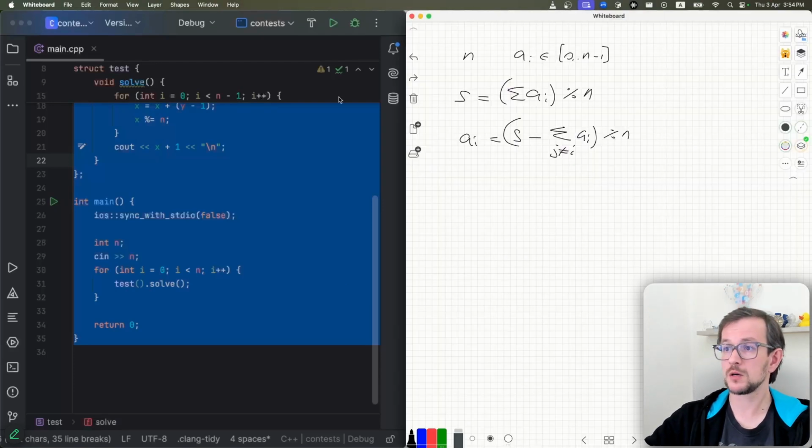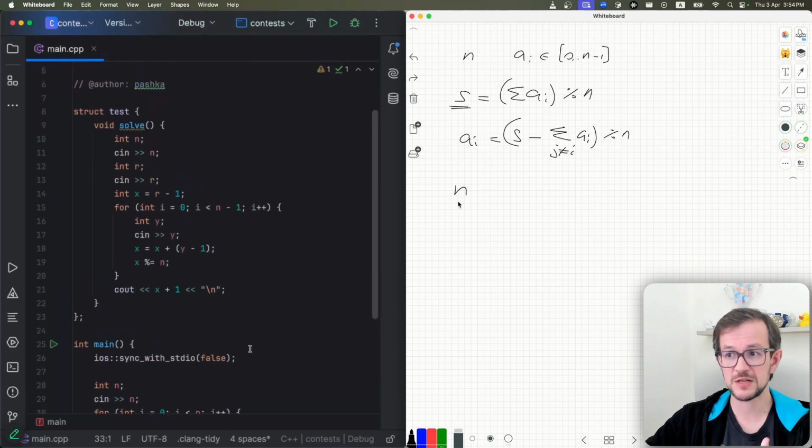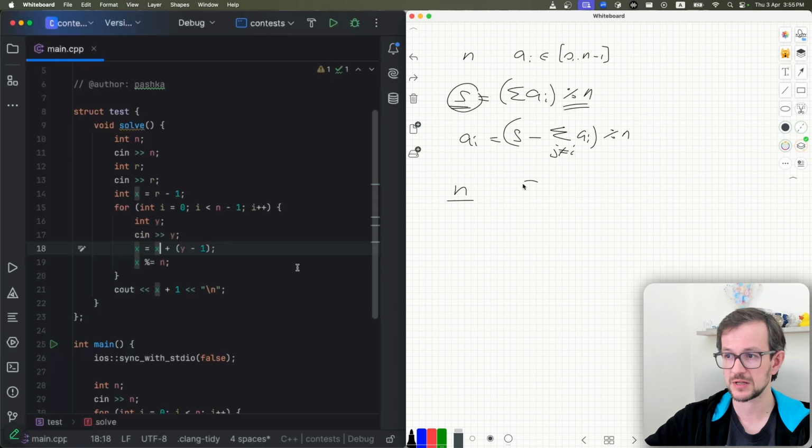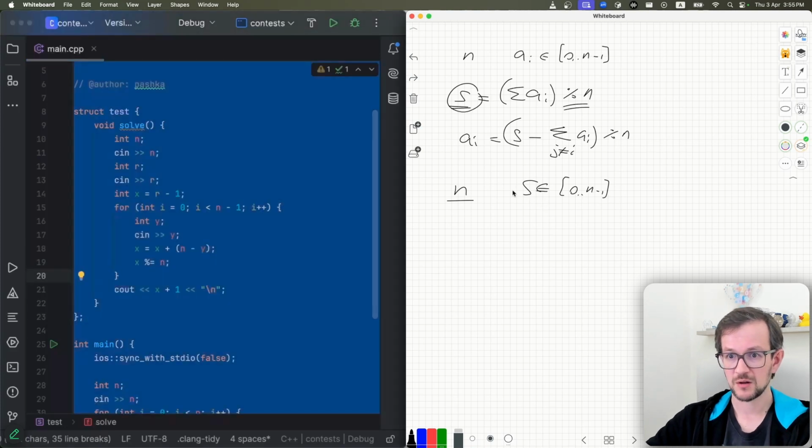Now, the problem is we don't know this sum, but we have n persons. We need at least one of them to guess the sum. They can make n guesses, and the number s is a number modulo n. So s is a number from 0 to n minus 1. If each person picks one of the values of s, at least one of them will be correct.